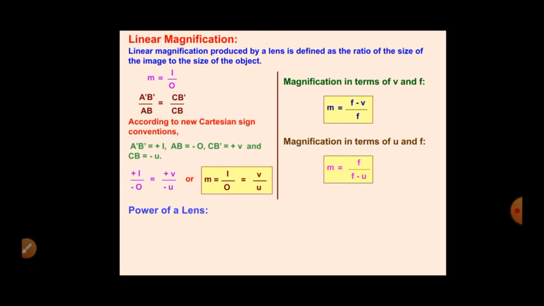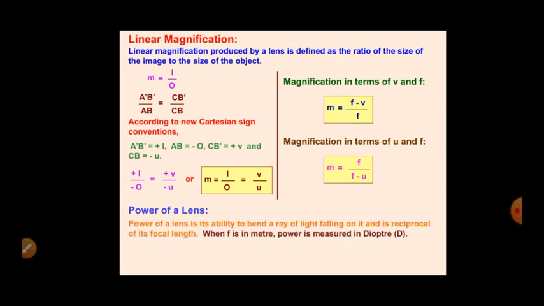Now the next concept is the power of a lens. So what is the power of a lens? Let's see that. First the definition is given here. Power of a lens is its ability to bend a ray of light falling on it, and is the reciprocal of its focal length. So when F is in meters, power is measured in diopters. So this is the unit of power, that is diopter, when we are using F in meters. And the power is simple, you can see, the reciprocal of the focal length. We can easily find the power by using that.